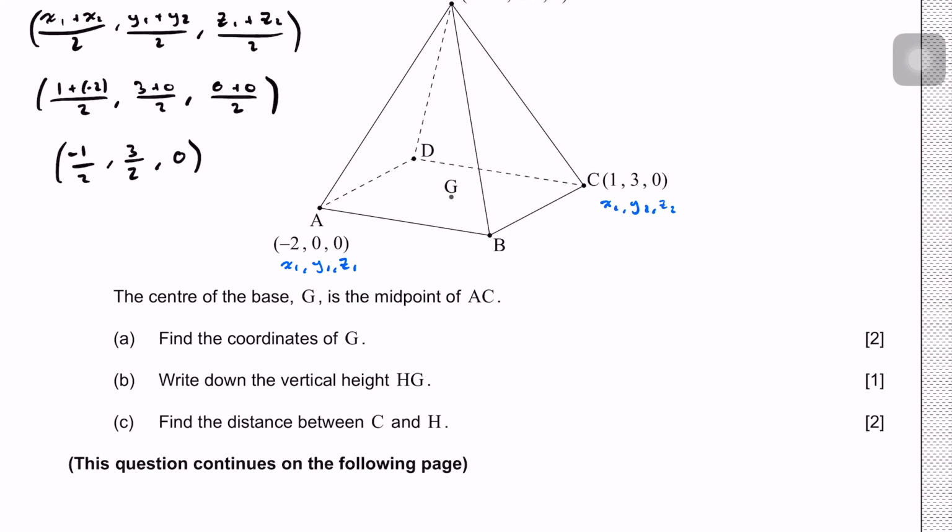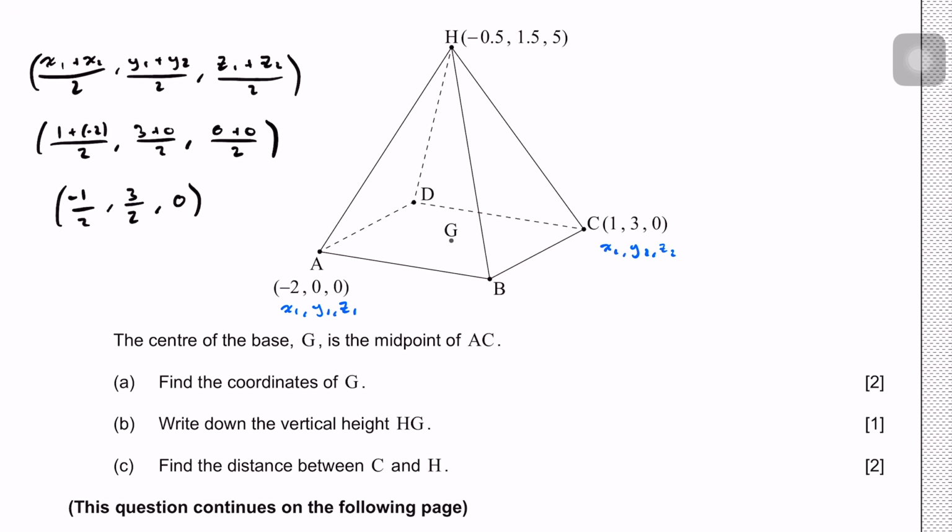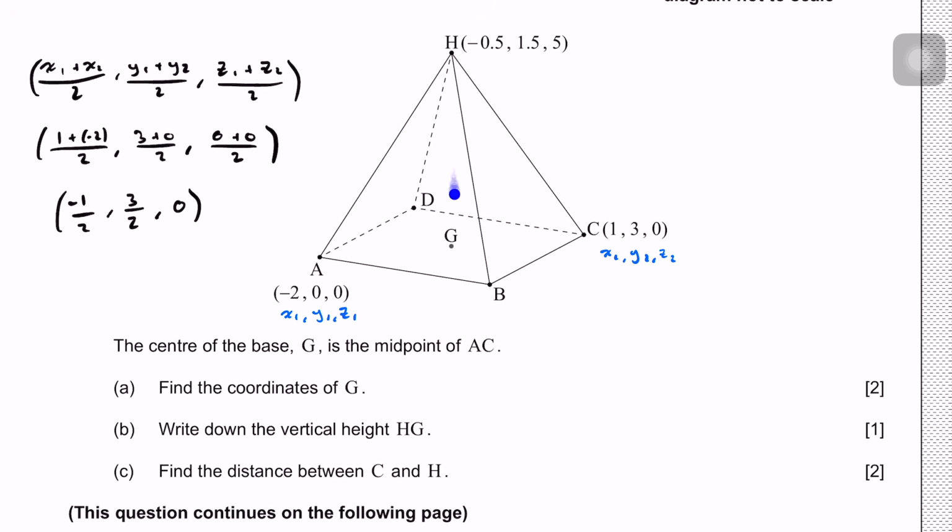All right, let's move on. Part B, write down the vertical height HG. So here's H, here's G. We're asked to find, essentially, this length right here, from the base all the way up to the top. What they're asking us is, how high is this? What is the height? Height, remember, for 3 dimensions relates to the z coordinate, so right here.